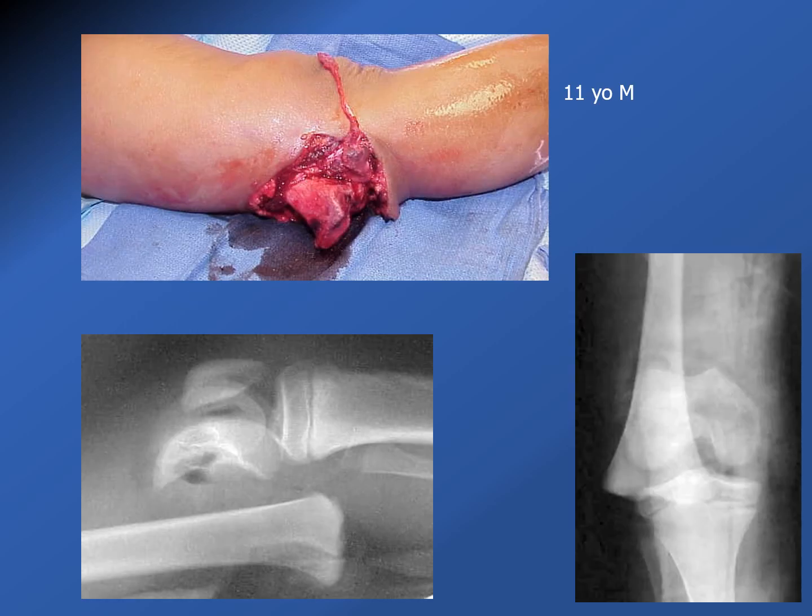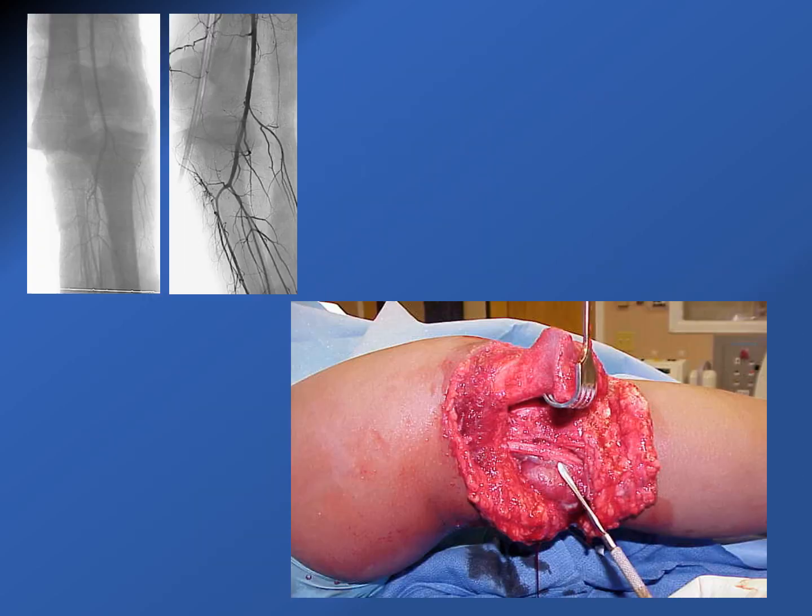This is an example of an open Salter-Harris type 1 in an 11-year-old boy. So this is type 1, so it happened through the growth plate. Here is the shaft of the femur outside the wound. You can see it here, and this is the fracture that happened through the growth plate, and this is the epiphysis. This is an anteroposterior view.